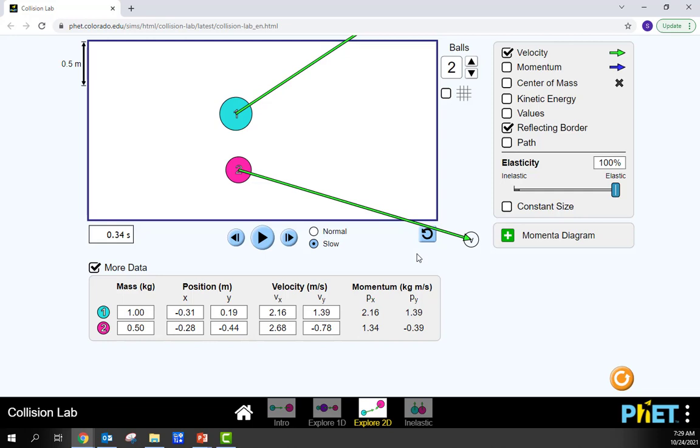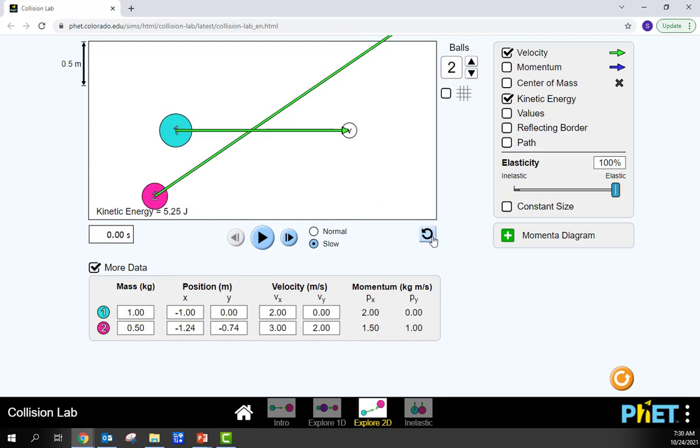Now, I'm going to make a couple of changes. I've actually already made a couple of changes on this. I've clicked the More Data button so you can see everything. I'm also going to turn off the reflecting border and turn on the energy value, so you can see it. Also, at the moment, we're looking at an elastic collision. So let's reset.